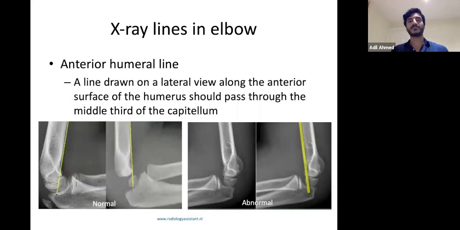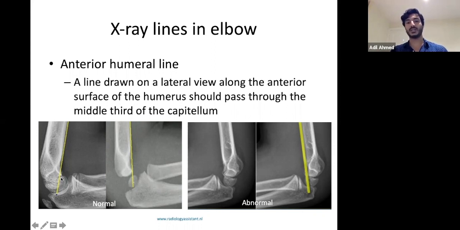So, X-rays, certain lines that you need to know about in the pediatric elbow: the anterior humeral line, which is a line down the anterior aspect of the humerus, as it suggests, should intersect the middle third of the capitellum, and you can see it passing quite well there. You can see here it's not passing, and so that would be abnormal.